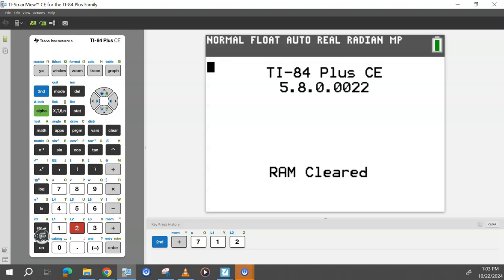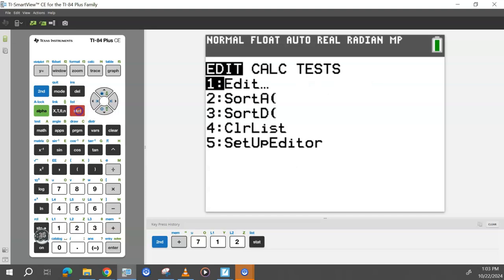Make sure your batteries are in. Oh, okay, they were all in. Alright, now we're going to go into stats, which is right next to the arrows. I only press one button, guys. Check your calculator pocket. If it's not there, I have another one.